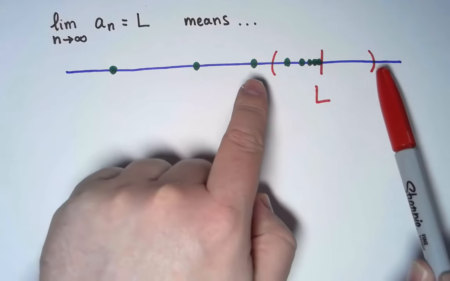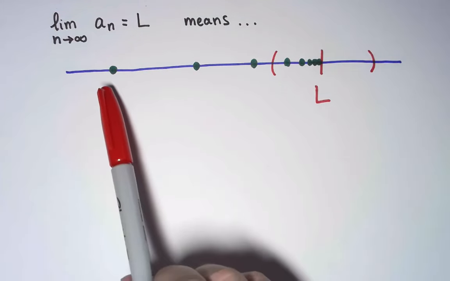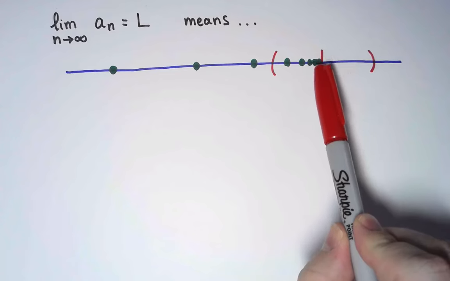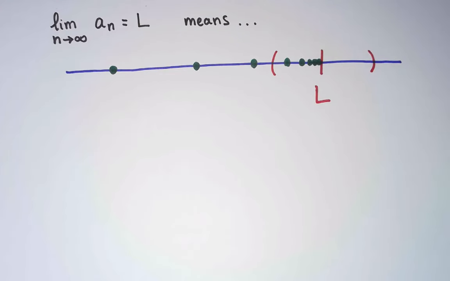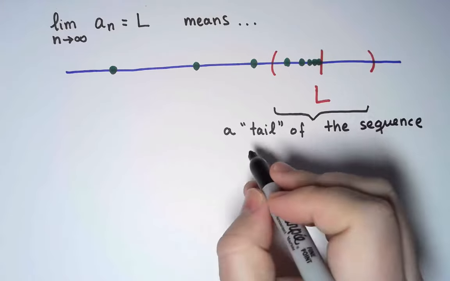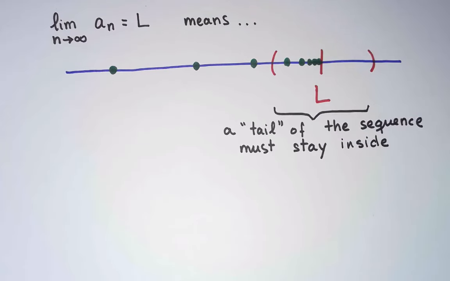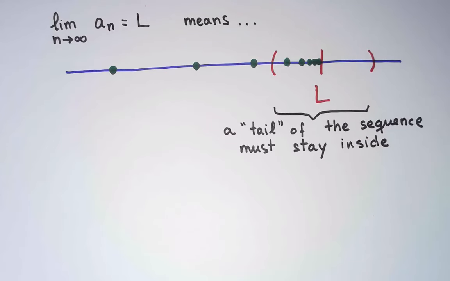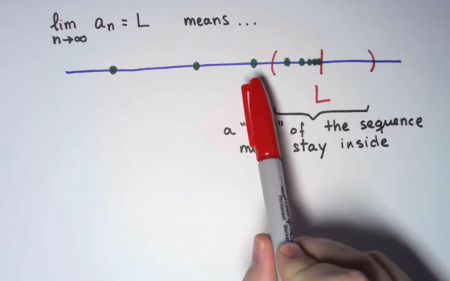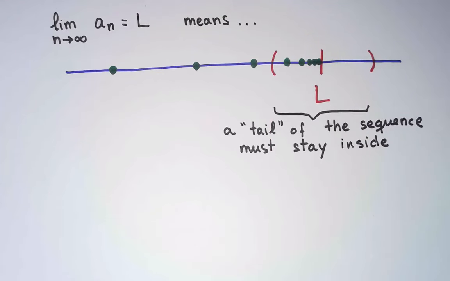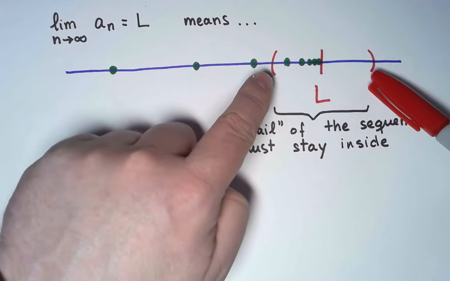If I take a smaller interval, perhaps instead of missing the first 3, I will miss the first 10 or the first 20, but after that, the rest of the sequence stays inside the open interval. I'm going to say that I want a tail of the sequence to stay inside of the open interval. A tail means all the terms of the sequence after the first few ones. It could be the first 3, the first 20, the first 10,000, or any other number. The point is that after missing a finite number of terms, the rest of the sequence stays inside the open interval. And I want this to be true for all open intervals centered at L.